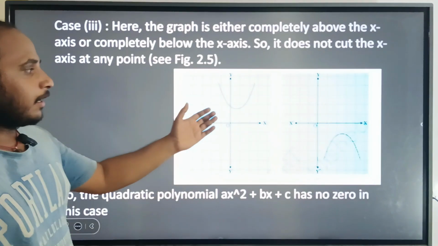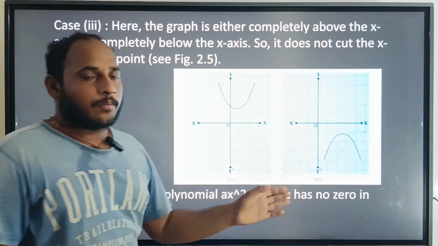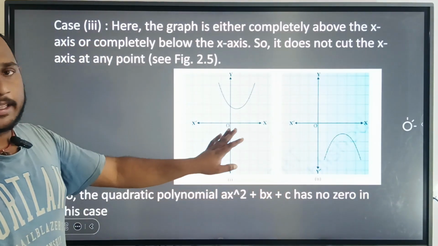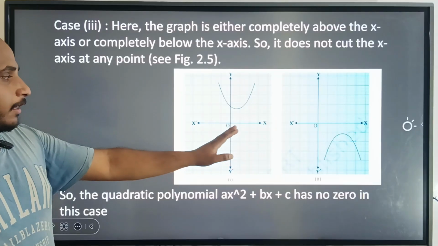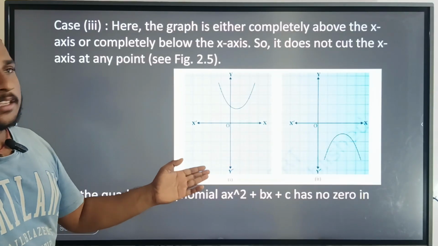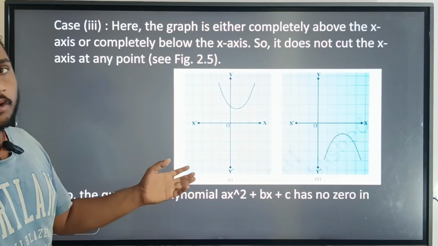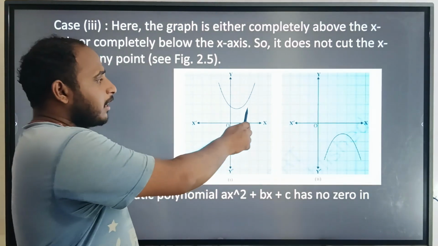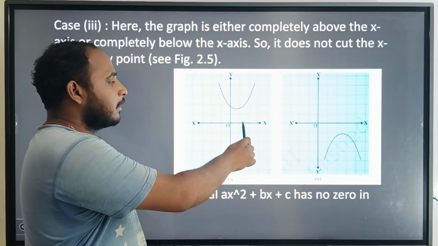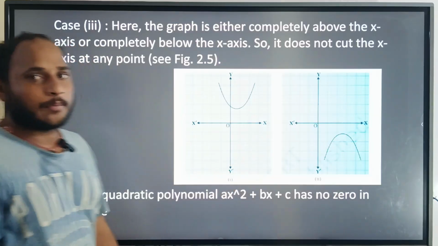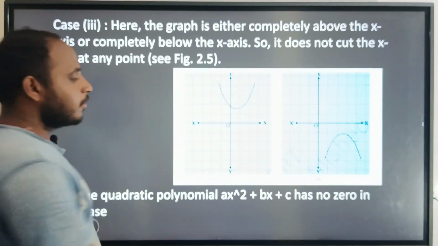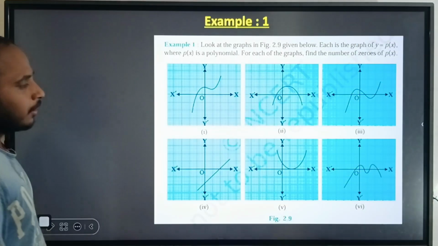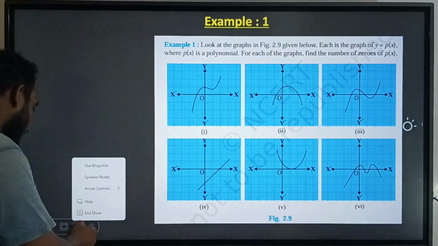Next, here the graph of the quadratic polynomial neither cuts the x-axis. Therefore, the polynomial has no zeros. The polynomial has no real zeros, because this is the real axis, and the graph of the polynomial does not cut the x-axis at any point. So, this graph has no zeros. Next, we will move to examples.